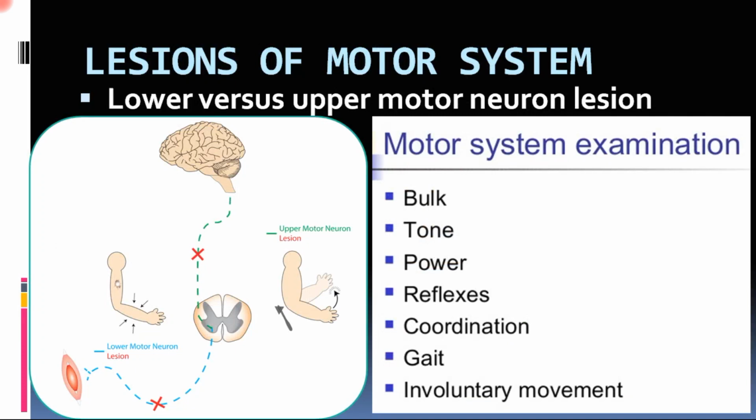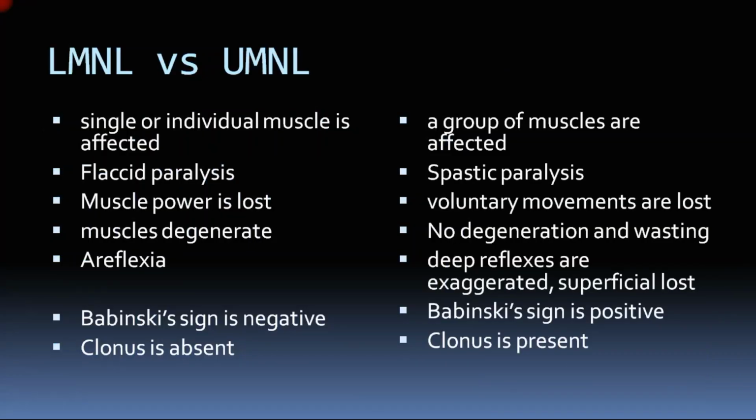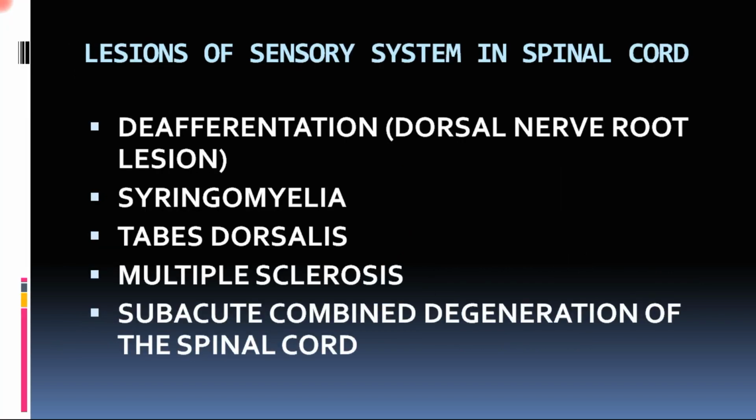That finishes the Brown-Sequard syndrome and also the lesions of motor system, which is the lesion of lower motor neuron and lesion of upper motor neuron. Now coming to the last topic, we will deal with the lesion of sensory system in the spinal cord, and only one topic will be dealt with, syringomyelia, and the rest of the topics you have to go through by yourself and find out why the manifestations are occurring based on the analysis of syringomyelia.